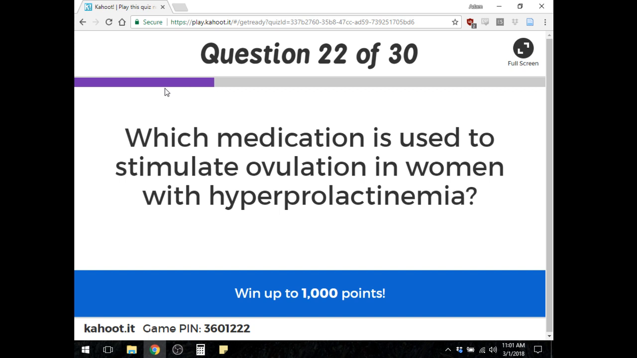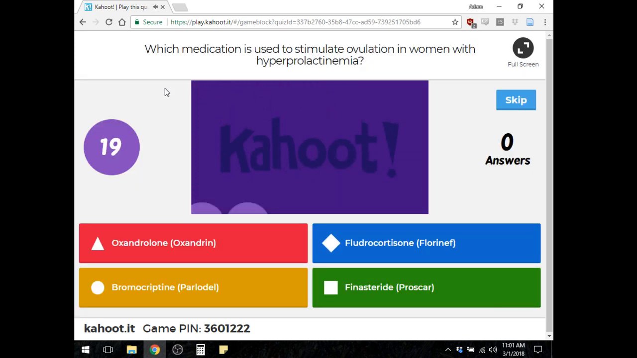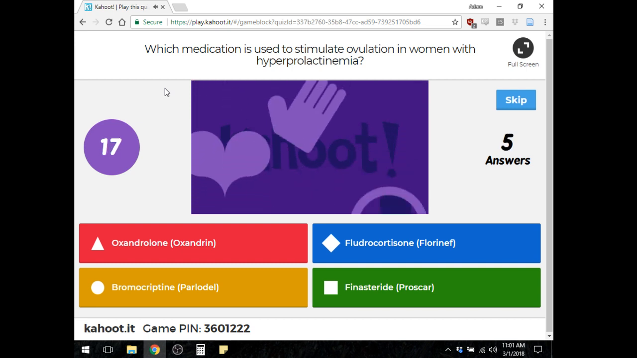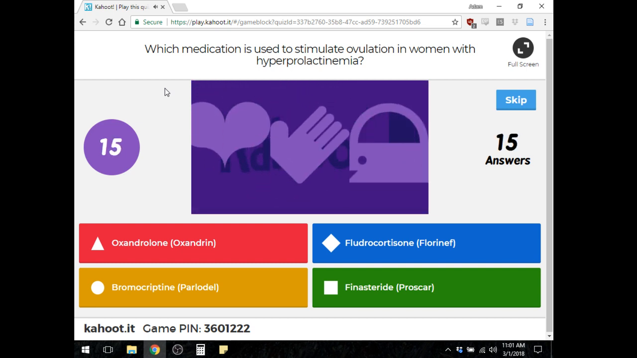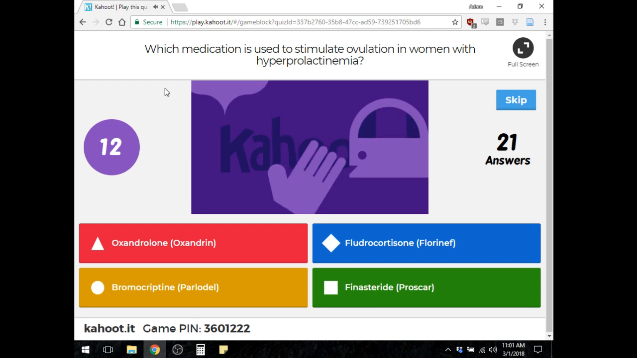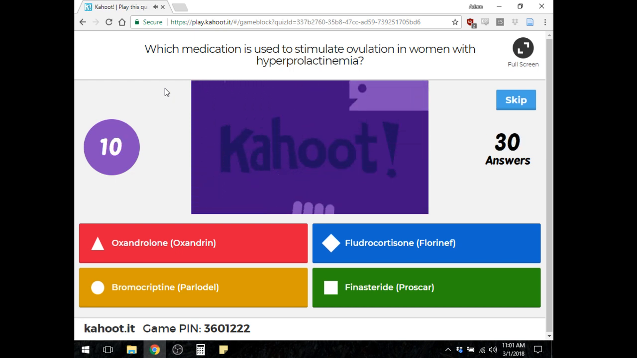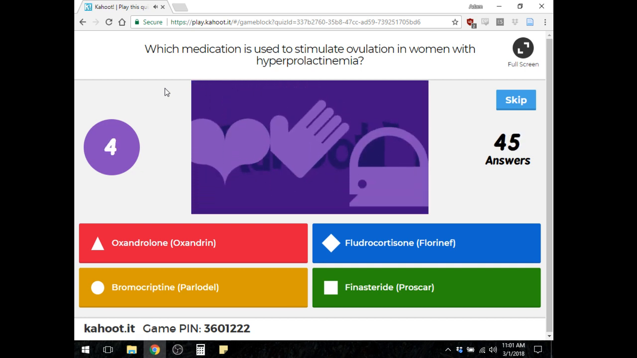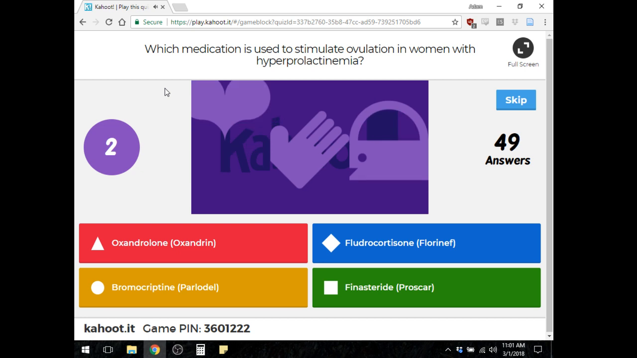Which medication is used to stimulate ovulation in women with hyperprolactinemia? Remember the balance between prolactin and what other? Dopamine, right? Prolactin and dopamine. So what could I give? Could I give oxandrolone, fludrocortisone, finasteride, or bromocriptine?